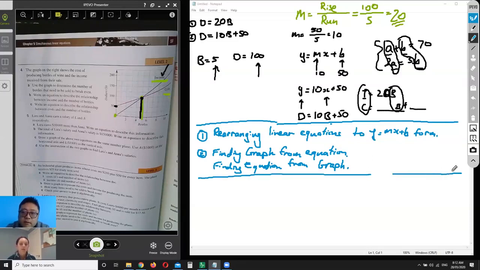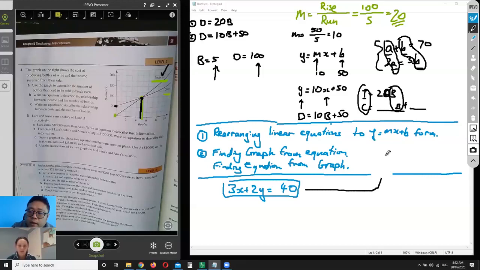Yeah, okay. To rearrange it so it's in y equals mx plus b and keep it in the same subject. Yes. So making sure that if you saw, for example, 3x plus 2y equals 40, you will need to be able to put that into this form. Y equals mx plus b. Okay. I think that's where you could do with a little bit of practice.